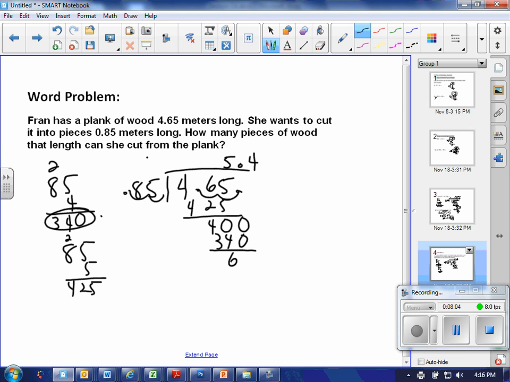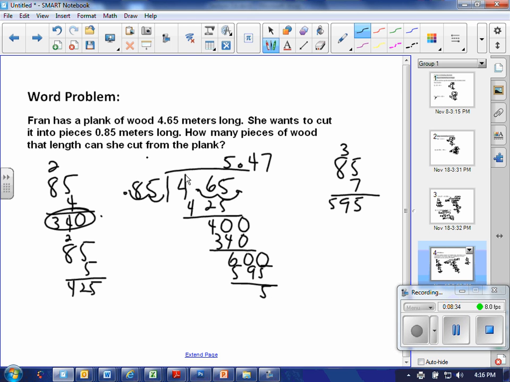Reduce, you get 60. 85 doesn't go into 60. Bring down another 0. 85 goes into 600. Okay, it's going to go in 7 times. 85 times 7. Let's see. Okay, it's maybe over 56, 59, 595. Perfect. Reduce it.